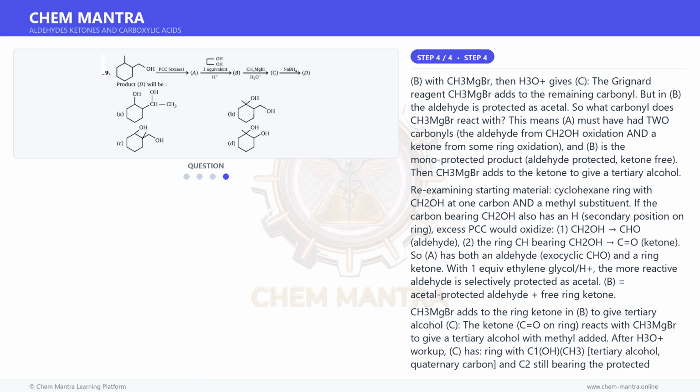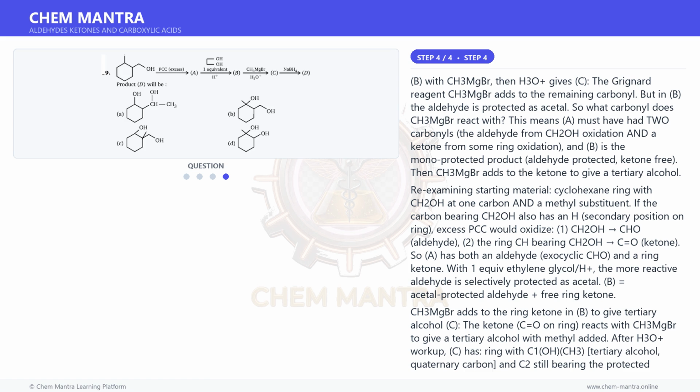CH3MgBr adds to the remaining carbonyl. But in B, the aldehyde is protected as an acetal. So what carbonyl does CH3MgBr react with? This means A must have had two carbonyls, the aldehyde from CH2OH oxidation and a ketone from some ring oxidation, and B is the monoprotected product, aldehyde protected, ketone free. Then CH3MgBr adds to the ketone to give a tertiary alcohol.